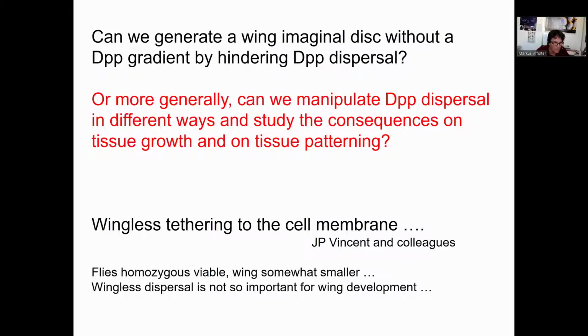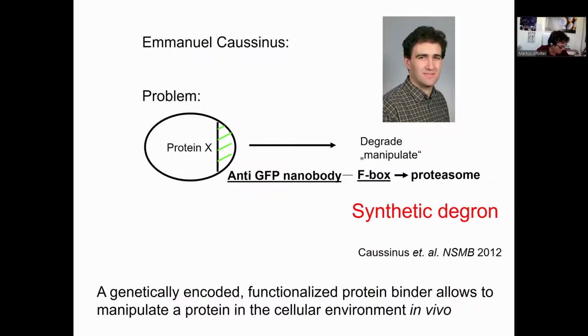I will unfortunately have to stop here, but let me just do a wrap up. This synthetic degron, as you can see, was published in 2012. It was sort of the first designer-based protein manipulation system in flies. So now you have millions of possibilities, because nowadays you can have a protein binder, an antibody.